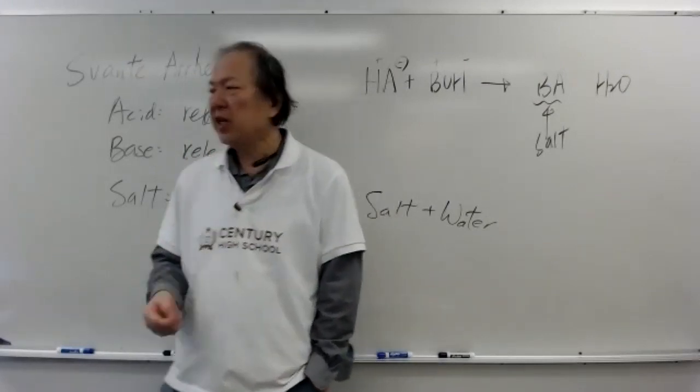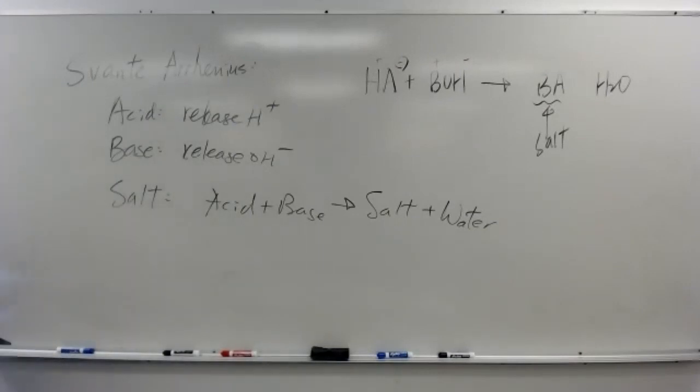The definition of a strong acid is very simple. If this acid goes into the water and is 100% ionized, it means if it carries one H, it is going to release the whole H in the water. We call that a strong acid. For anything that releases OH minus, 100% release of OH minus, we call it a strong base.